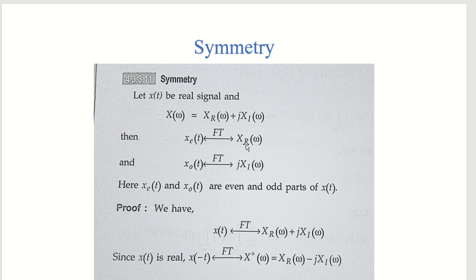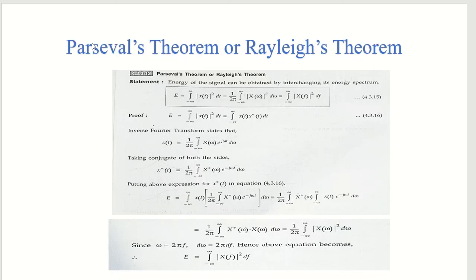Now the last property which I wanted to discuss is called Parseval's theorem, or Rayleigh's theorem. So what does this theorem say? It says the energy of a signal can be obtained by integrating its energy spectrum. This holds some similarity with the energy and power signals, if you remember the formulas for them.